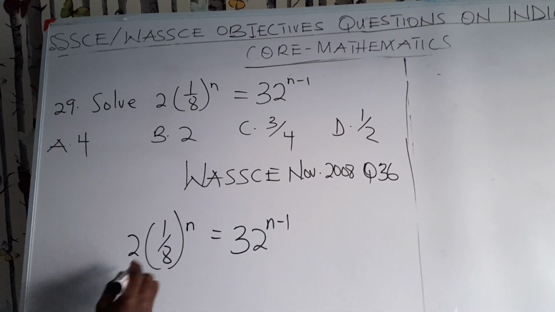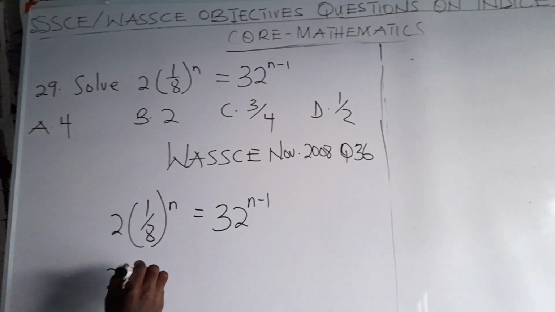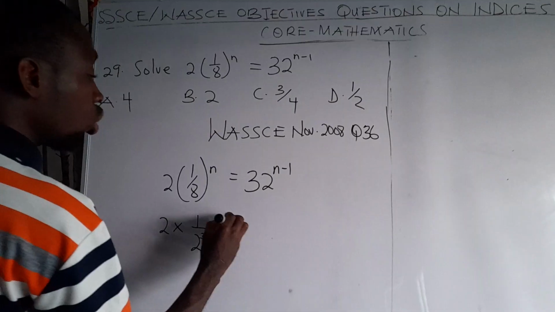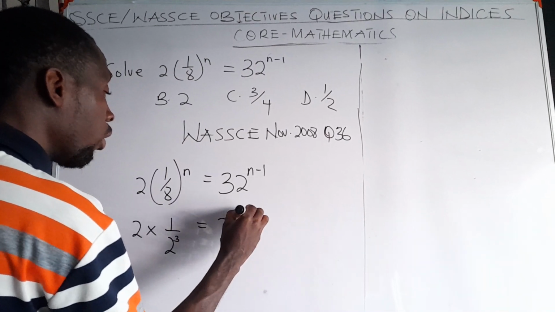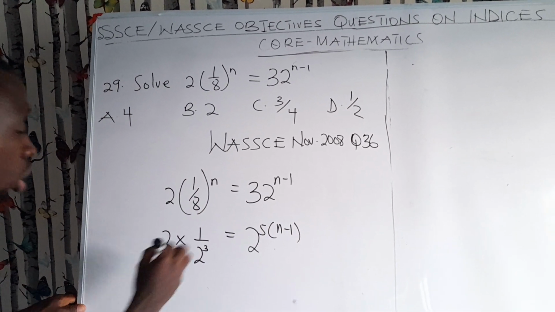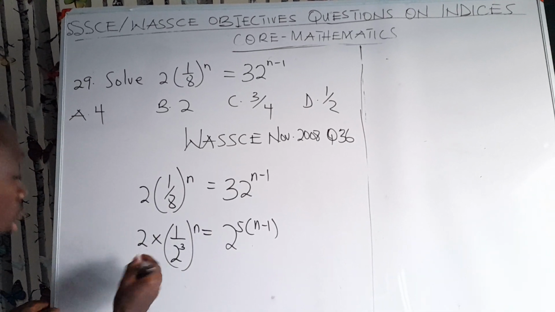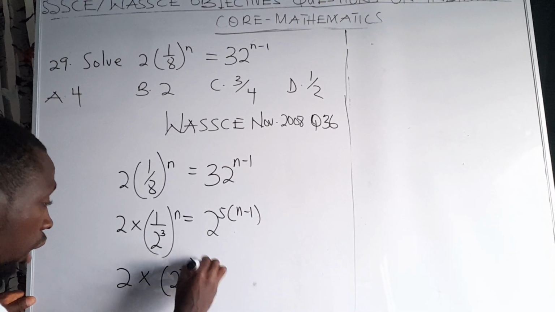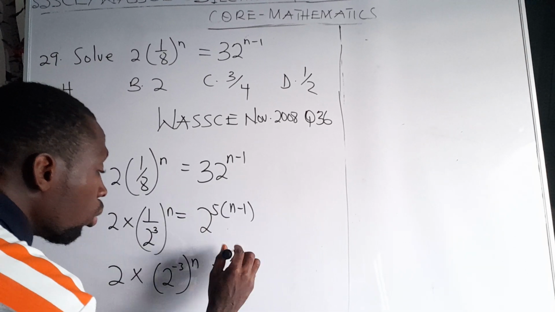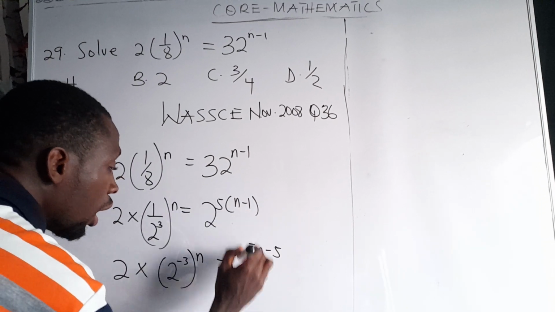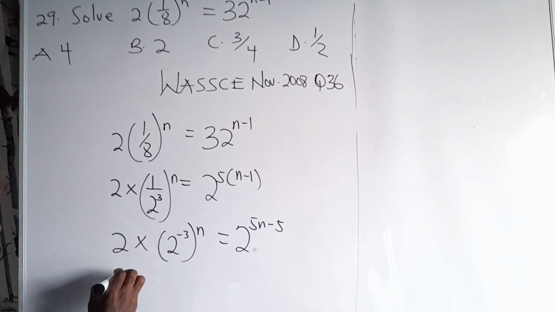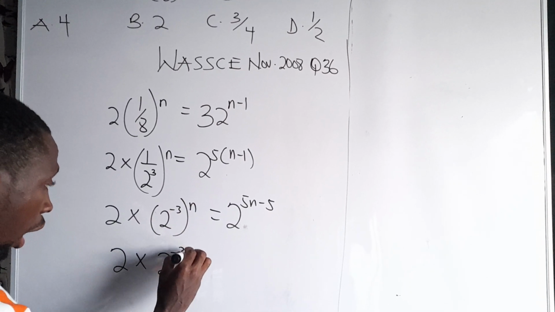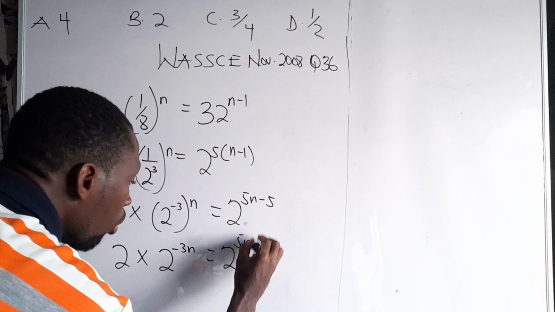So we can rewrite this as 2 times 1 over 2, this 8 is 2 exponent 3, and to be equal to 32 will be 2 exponent 5, times n minus 1. So this is all over n. Please, we shouldn't forget that. So we have 2 times, we can rewrite this as 2 exponent negative 3, exponent n, and to be equal to, I can expand this to be 5n minus 5. 5 times n, 5n. 5 times minus 1, minus 5. So what do I have? I have 2 times, this can be negative 3 times n, that will be negative 3n, and to be equal to 2 exponent 5n minus 5.